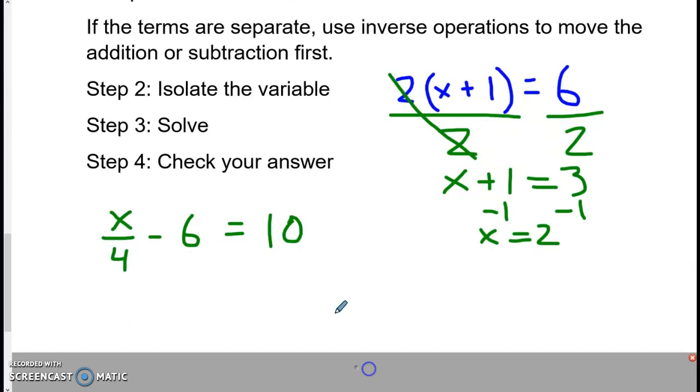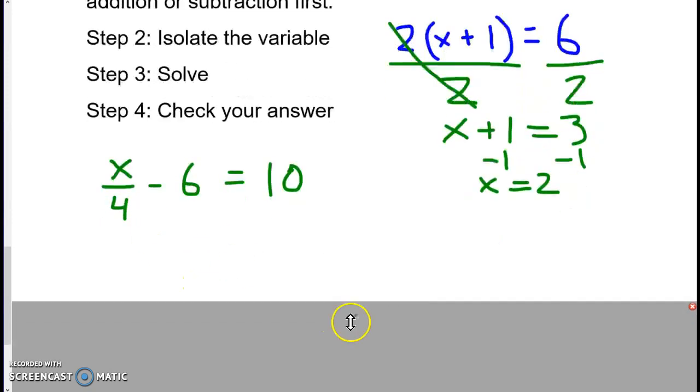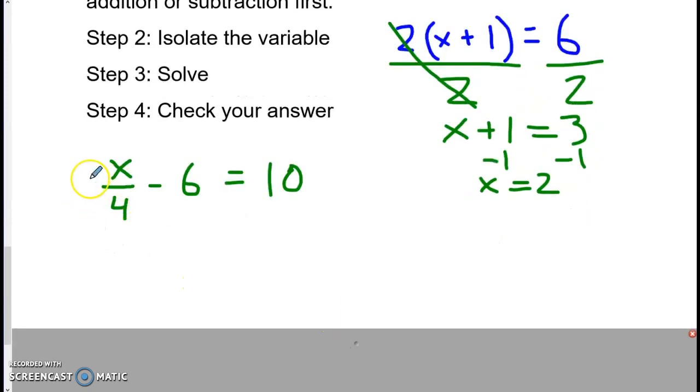If they are separate, I don't want to start off by multiplying everything by 4, because that's going to give me extra steps that I have to do. I would get the right answer if I came through and I multiplied this by 4, multiplied this by 4, and multiplied this by 4. The answer would be the same. It's just going to take longer.